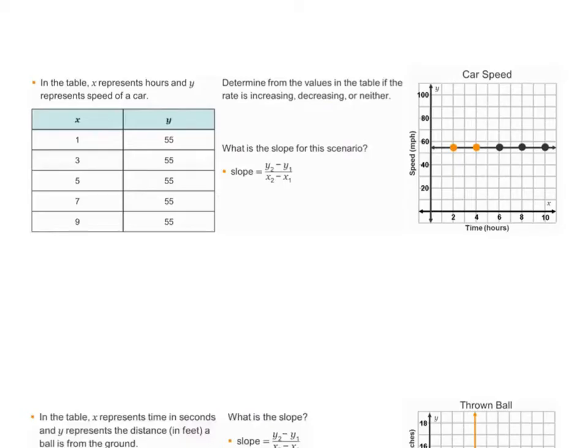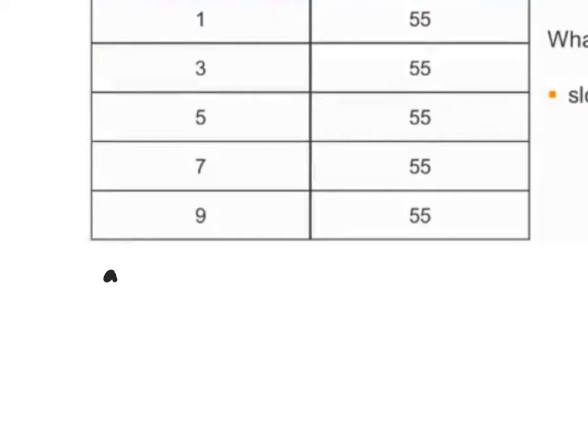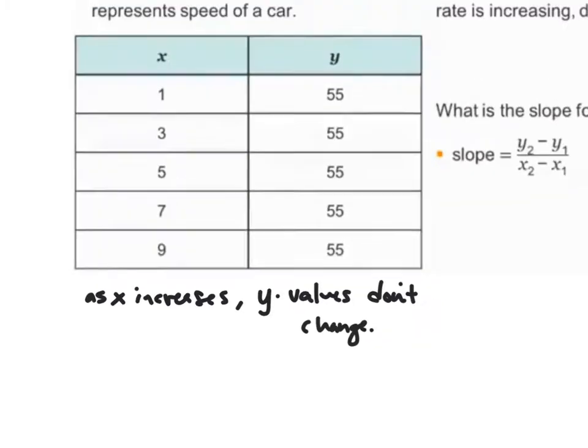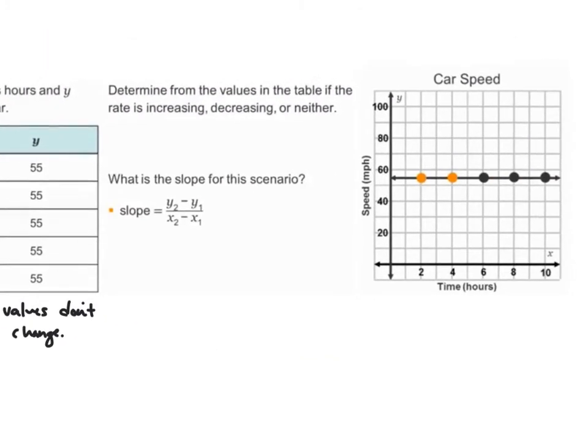Next page. What I want to do is talk about types of slope where we have a zero slope or an undefined slope. When I'm looking at this table, as x increases, y doesn't change. So let's write that down: as x increases, my y values don't change. Let's look at this graph. As x increases, y doesn't go up or down. It just goes straight across.